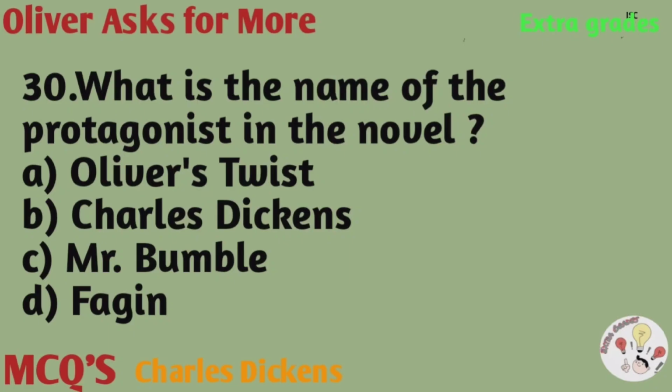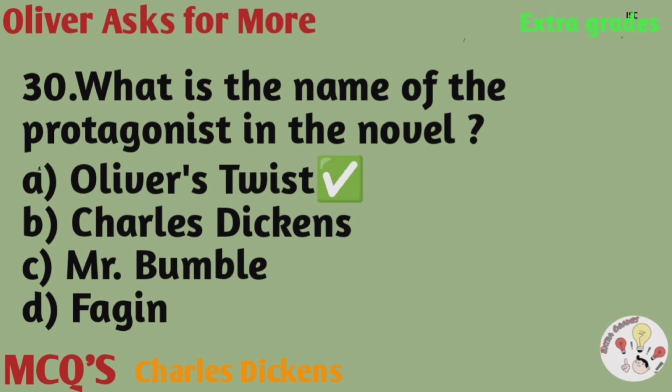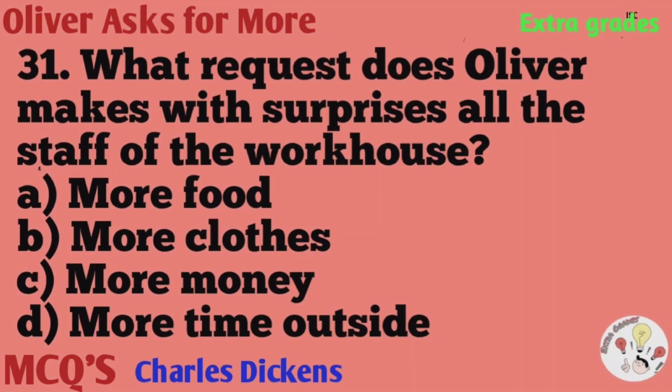Question number 30. And the question is, what is the name of the protagonist in the novel? And the options are A. Oliver Twist. B. Charles Dickens. C. Mr. Bumble. D. Fagin. And the correct option is A. Oliver Twist.